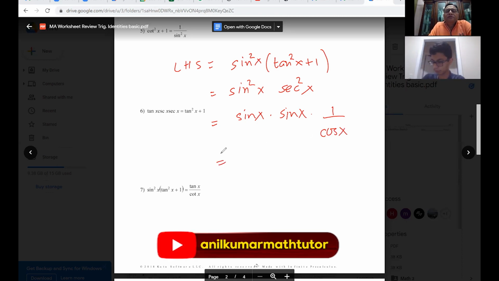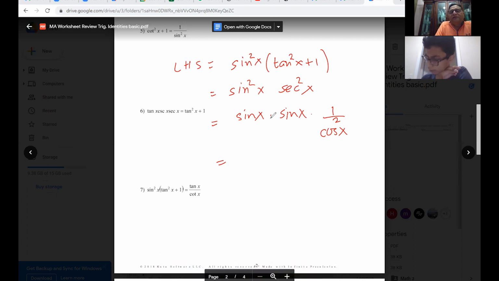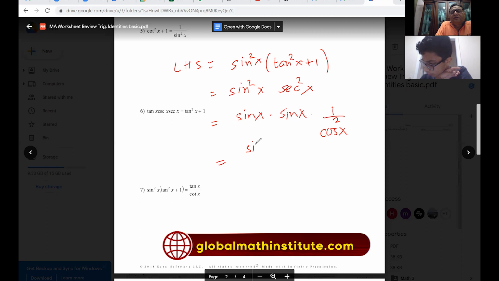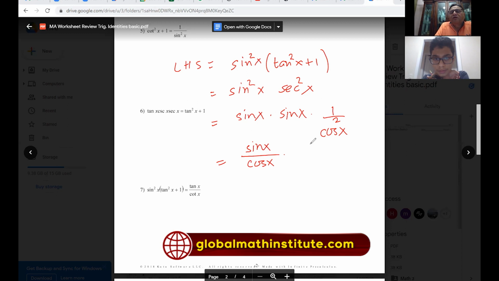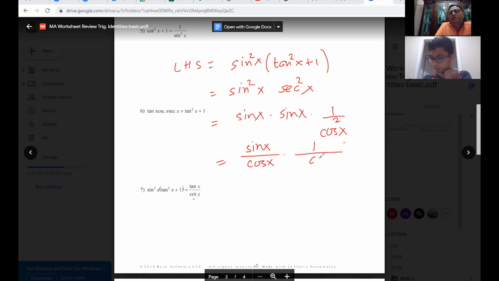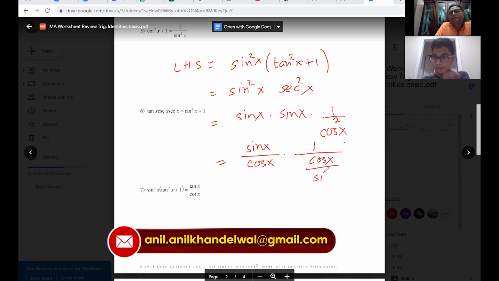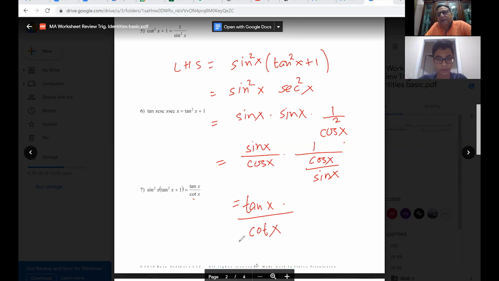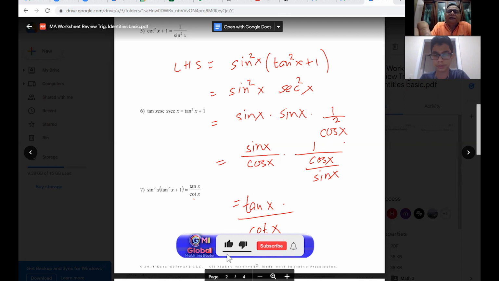So 1 over cos square x, right? So tan is sine over cos. So we could rearrange and write this as sine x over cos x times 1 over, because we want that cot in the denominator, cos x over sine x. Does that make sense? This is like 1 over cot x. I think the easier method could have been to start with the right hand side in this case.